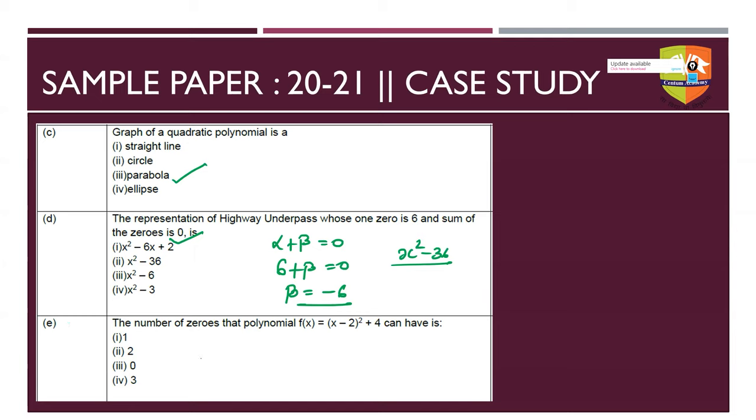Right? Good. The number of zeros that this polynomial can have is... Now, this is a wrong question in my point of view. This is a wrong question. Why is it a wrong question?